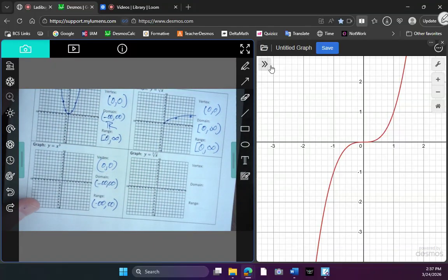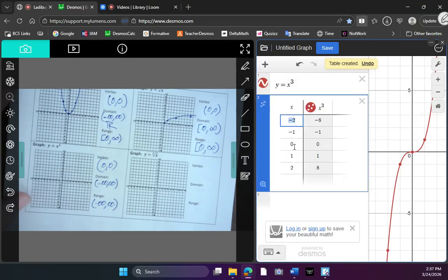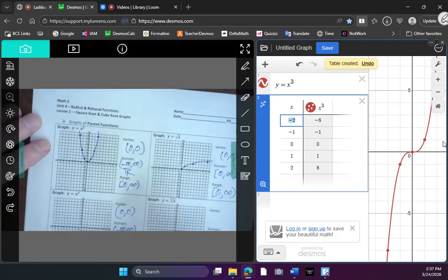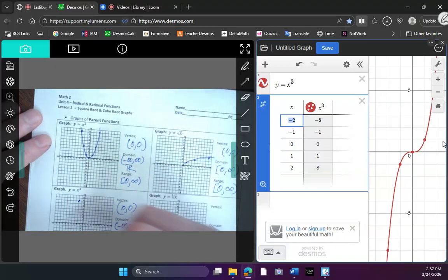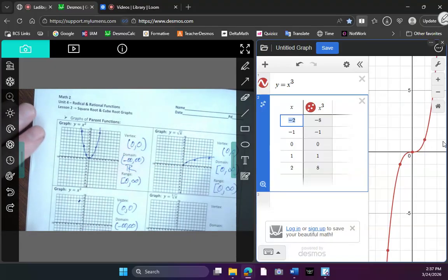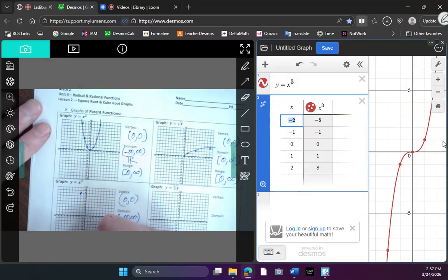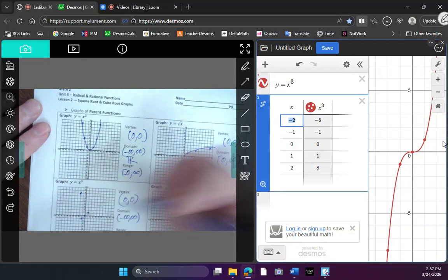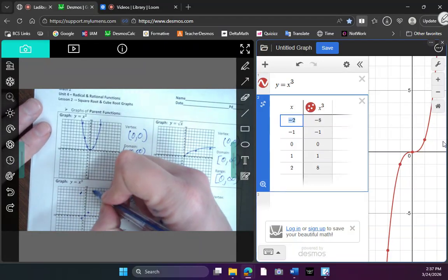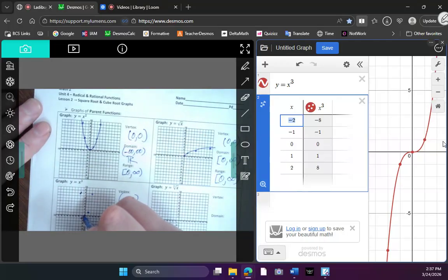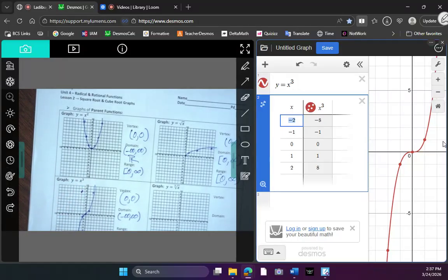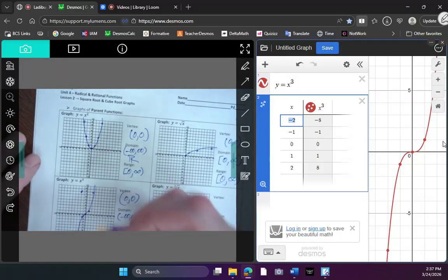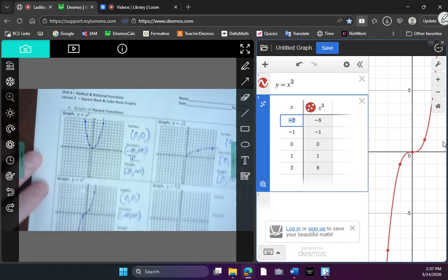And to get a table, remember now, gear, table, plot the points. So negative 2, negative 8, sorry. Negative 2, negative 8, negative 1, negative 1, 0, 0, positive 1, 1, and 2, 8. So this thing should look like that. Ignore that little point there. Let's see if I can erase that guy. Hey, look, it's gone.